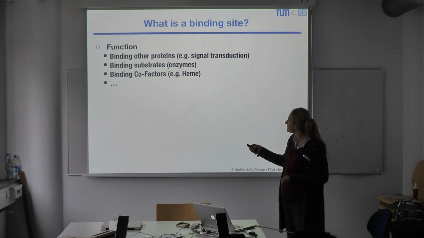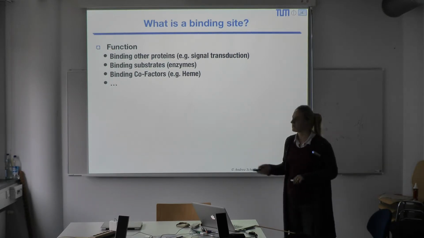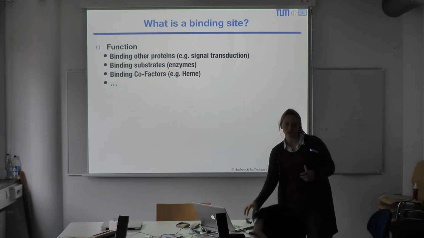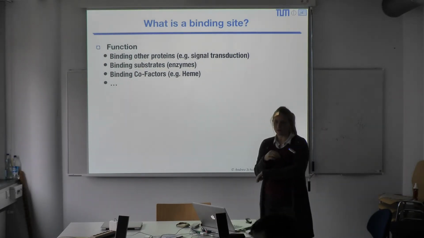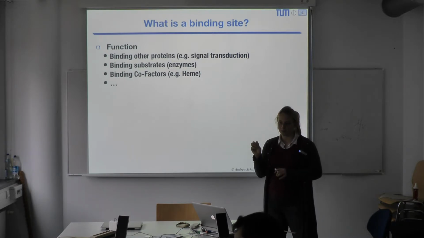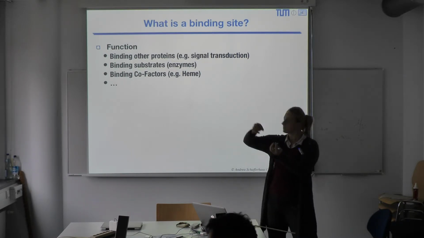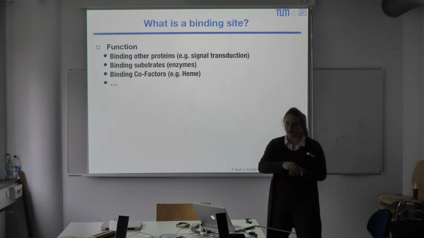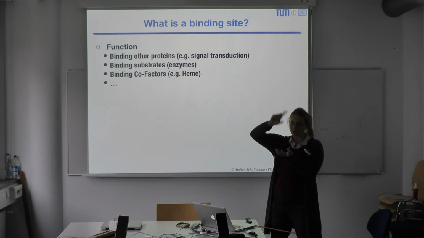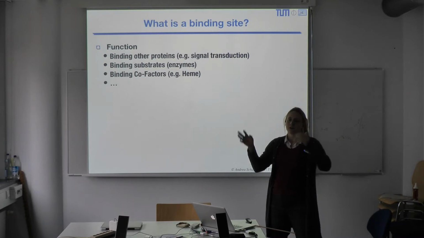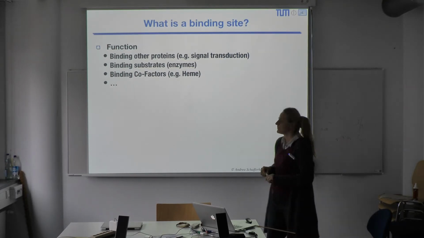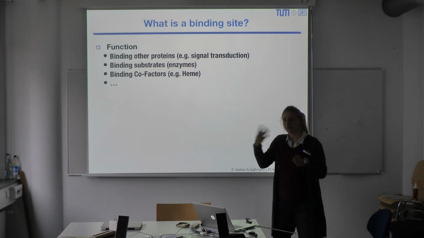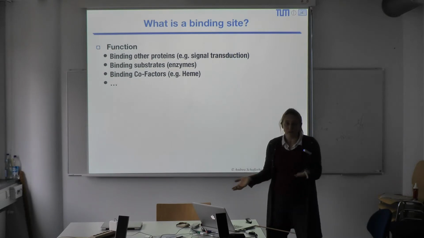Another function that a binding site can have biologically is to bind a cofactor. So in the example of heme, which is in your blood to carry the oxygen, you need to bind an iron atom. Hemoglobin binds the heme, and the heme is responsible for binding the iron atom, and the iron atom in the end is the thing your oxygen attaches to. So hemoglobin needs a binding site for the heme, and one thing you can try to do when you predict functions is to find out, okay, what kind of cofactor does this thing bind?